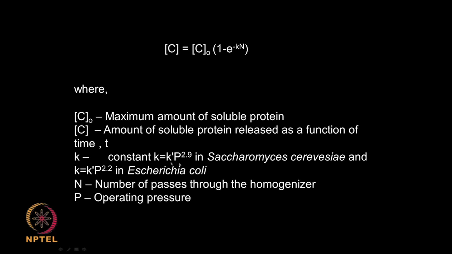For example, if you look here, we see that k is proportional to the pressure raised to the power 2.9 for the yeast like Saccharomyces, whereas it is p raised to the power 2.2 if it is an E. coli bacteria, right. So, the k depends upon the type of organism which is being broken, and n is the number of passes, and p is your pressure.